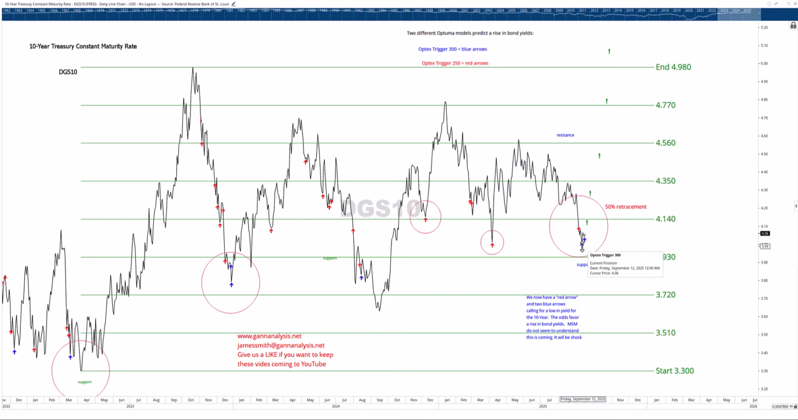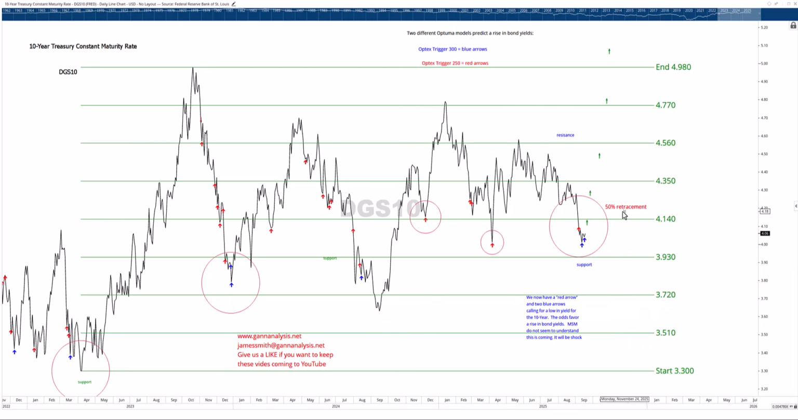But just to be safe, I would wait for a close above 4.14% to confirm that these computer models are actually legitimately calling a big move up in bond yields. So it's not bulletproof. It doesn't work every time. I'm just telling you what the model says. The market can do whatever it wants. I could be wrong. The computer models can be wrong.